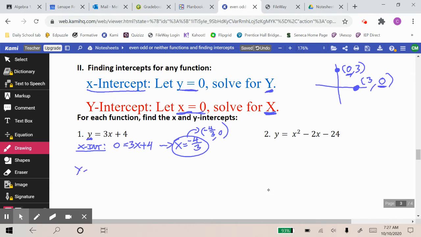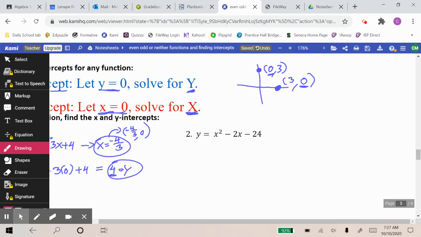Okay, the y-intercept, we let the opposite variable, which is x, equal 0. So we would have y equals 3 times 0 plus 4, which is 4. So that's the y-intercept. Now you kind of know that because look, this is in slope-intercept form, y equals mx plus b, and b is the y-intercept, which is the 4. So that just matches up right there.